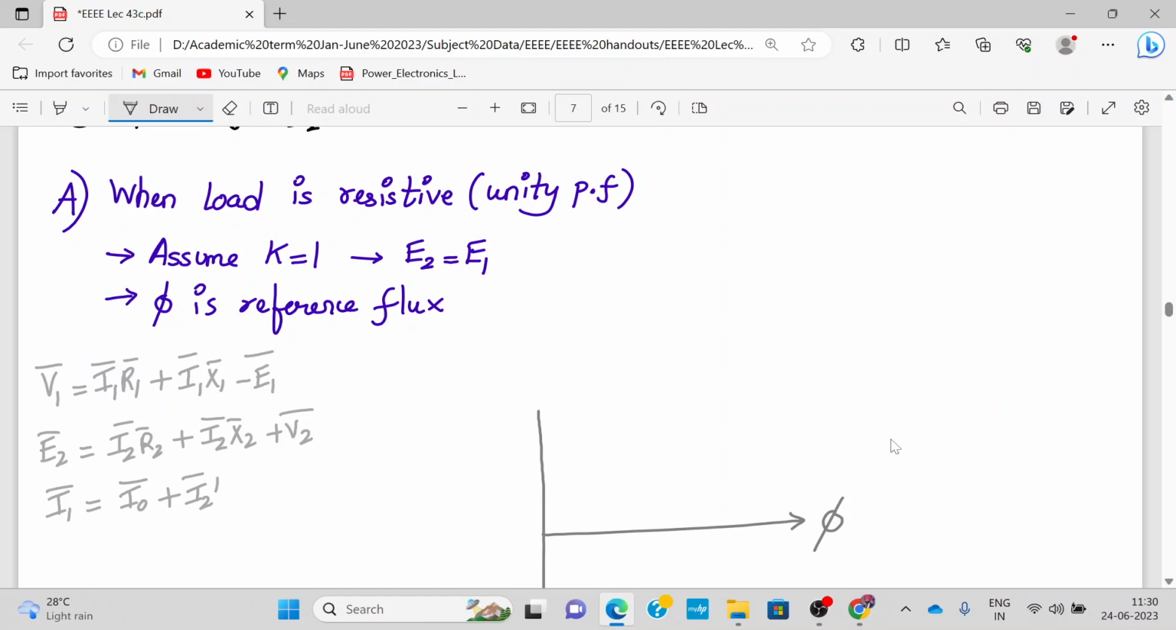All right, let's start now. When the load is resistive, the phase angle phi 2 will be 0. Why? Because the phase difference between I2 and V2 is 0 when the load is resistive. When the load is resistive, the phase difference between V2 and I2 will be 0. So this we should keep in mind.